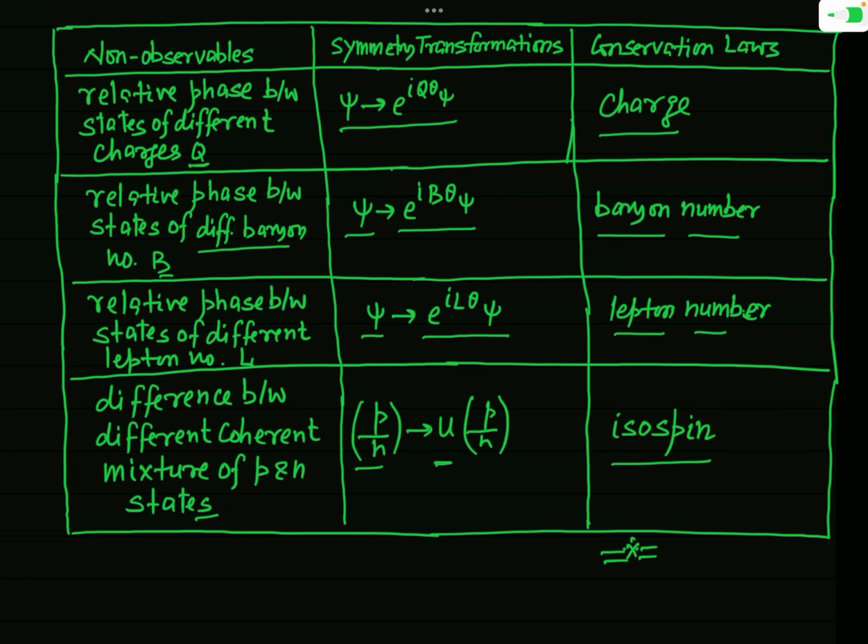So I hope you have finally understood that every conservation law corresponds to some symmetry transformation, and every symmetry transformation is defined for some particular physical quantity which cannot be observed, and that is called non-observable. So the non-observable and symmetry transformation is the root cause of any conservation law. In this lecture I have explained only one conservation law in detail, that was conservation of charge. But as I have told you, in the forthcoming lectures we will see the important conservation laws with proper examples and in very detail with proper calculation.